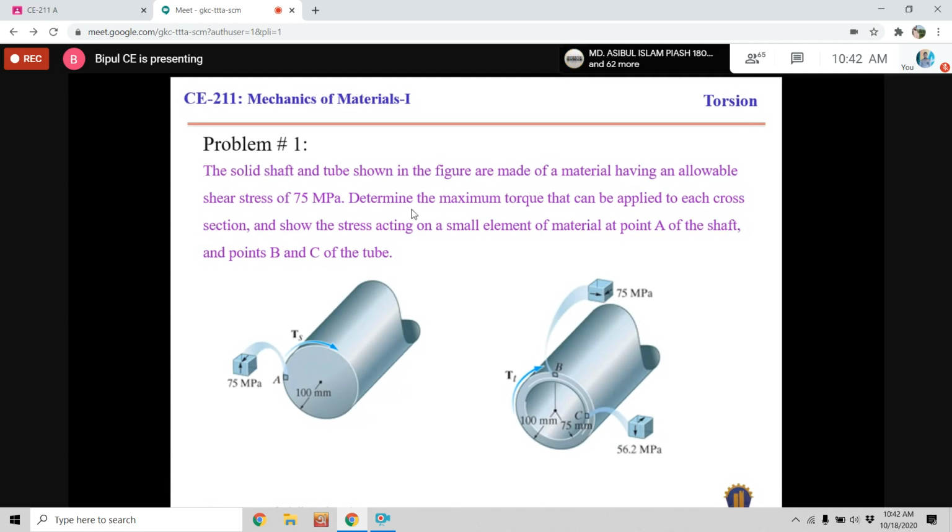Then determine the maximum torque that can be applied to each cross section and show the stress acting on a small element of material at point A. Point A is here, on the first figure of the shaft, and points B and C are on the tube. Point B is located at the outer surface and point C is located at the inner surface. So we have to determine the maximum torque that can be applied to this shaft and to the tube.